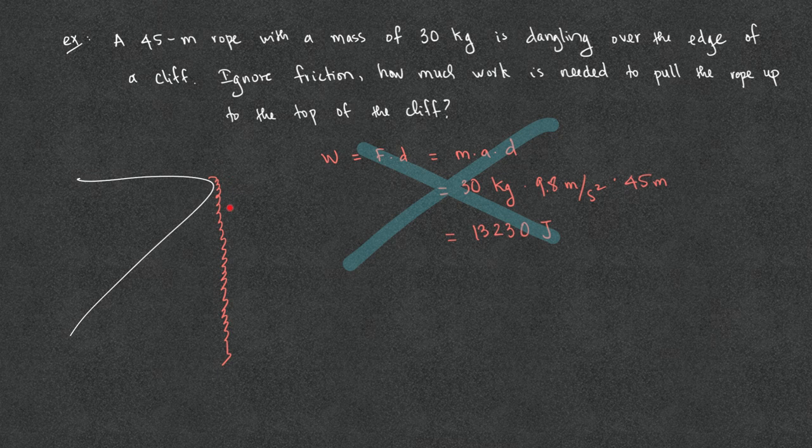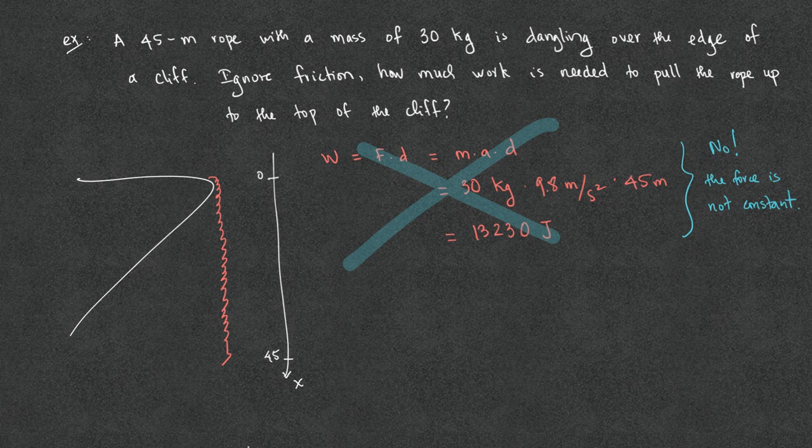The force that is used to pull the entire rope at the beginning is not the same as the force used to pull the remaining part of the rope halfway. In this case, the force is not constant. We will need to use calculus when the quantity is not constant. We position the rope on the coordinate axis so that x equals 0 is at the top of the cliff, and x equals 45 is at the bottom of the cliff.